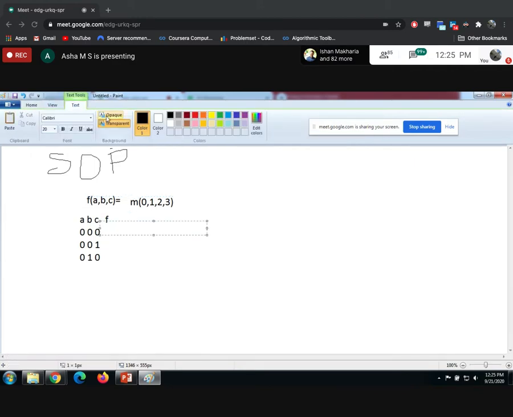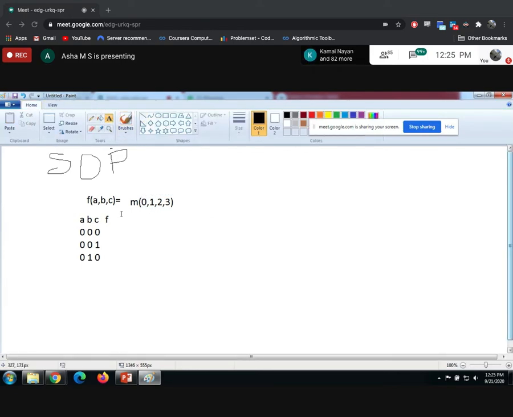So how to convert? Wherever these decimal numbers or min terms are there, in that place you have to place a one. You have to place a one. Okay.